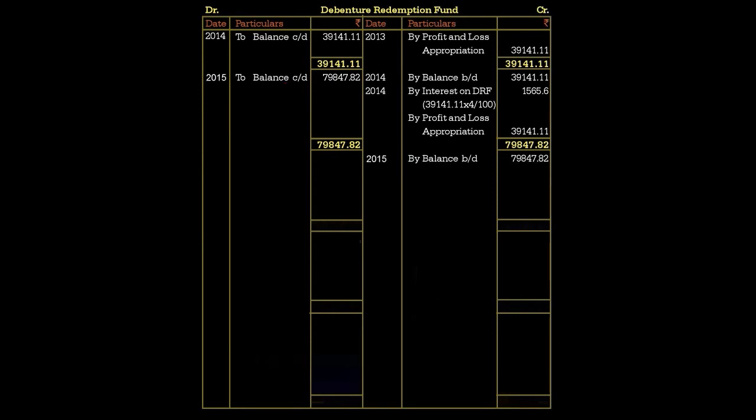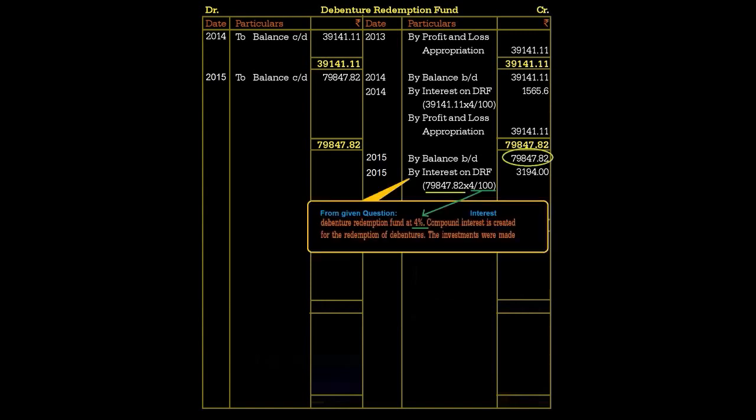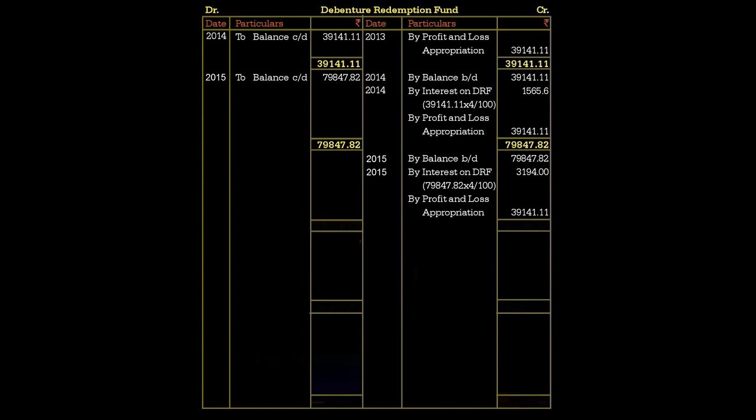Let us come to the third year. Whatever balance we have in the second year will be carried forward to the third year. That is by balance brought down 79,847.82. Then again we are calculating interest on whatever amount we have invested. Interest on debenture redemption fund account, that is 79,847.82 into 4%. That comes to 3,194.